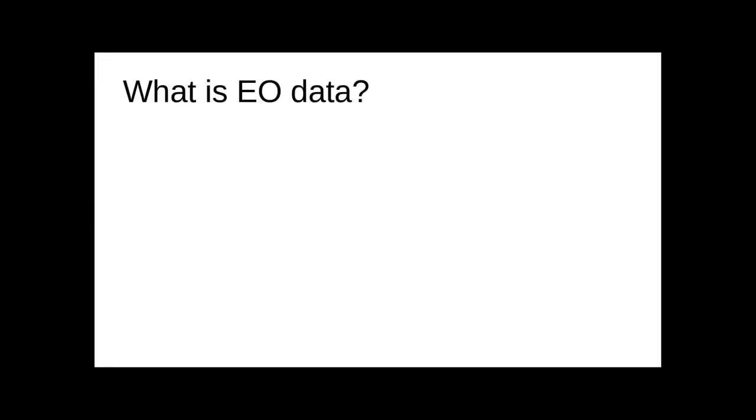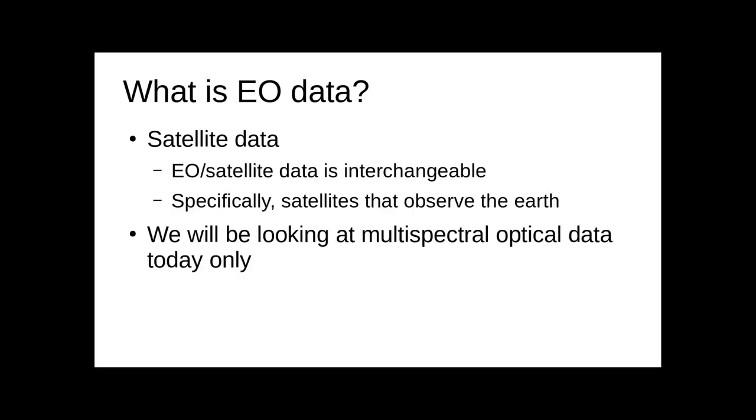So, the first question you might ask is, what is Earth observation, or EO for short, data? Earth observation data is commonly referred to as satellite data, but more specifically, satellites that observe and record data of the Earth. Since there are also communication and GPS satellites, those are producing satellite data, just not Earth observation data. There are many types of EO satellite data, but the main type we will be focusing on today in this tutorial is the simplest to understand, which is multispectral optical satellite data.